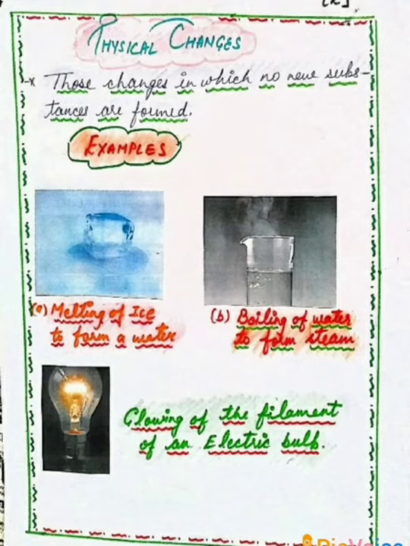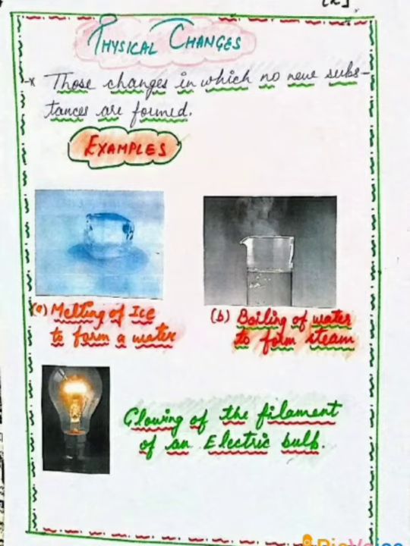Let's see the third diagram, or third example, of physical change. When an electric bulb is switched on, an electric current passes through its filament, and the filament of the bulb becomes white hot and glows to give light. When the current is switched off, the filament returns to its normal position and the bulb stops glowing. No new substance is formed in the bulb during this process. So, the glowing of an electric bulb is a physical change.